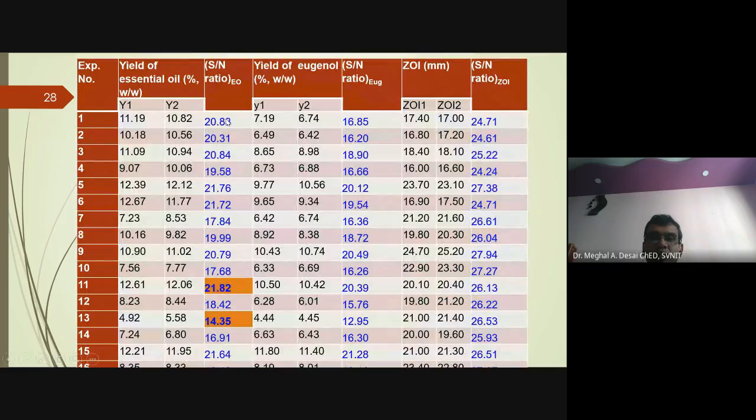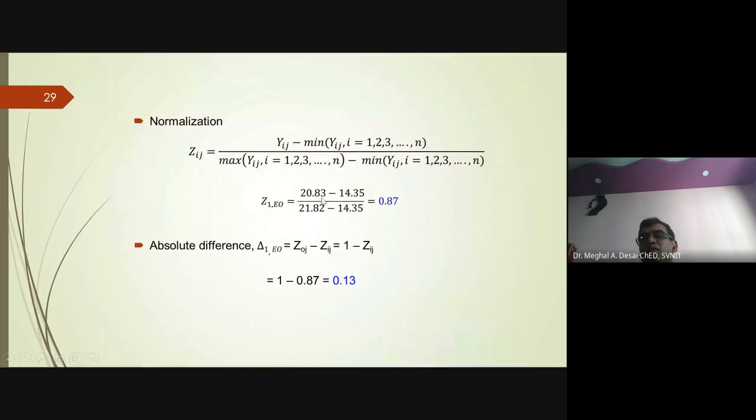If I look at this equation, one thing is sure: when the actual value is the same as the minimum value, my normalized value will become 0. And when the actual value is the same as the maximum value, my normalized value will become 1. That is the reason why I told you that when I normalize the information, the variation will be from 0 to 1. So I have found 0.87 as the normalized value for the first experiment for essential oil.